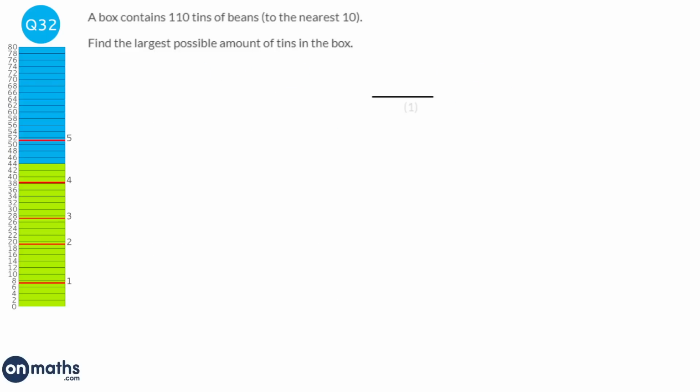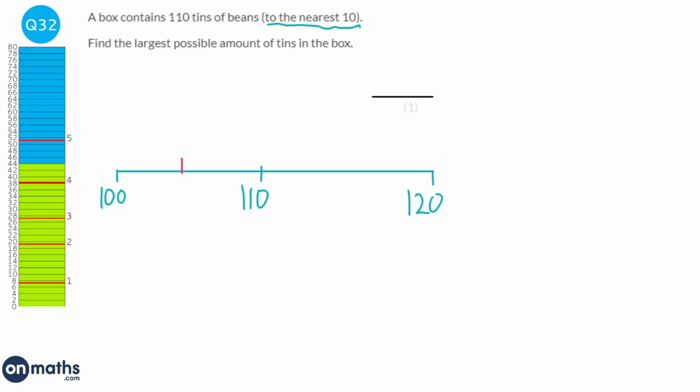If I start by drawing a number line, we're going to put the 110 in the middle. Now I'm going to label the next one down and the next one up. It says to the nearest 10, so the next one down would be 100, and the next one up would be 120. Now we're interested in the cutoff, and the cutoff point is between the two numbers. Okay, so that's the cutoff point.